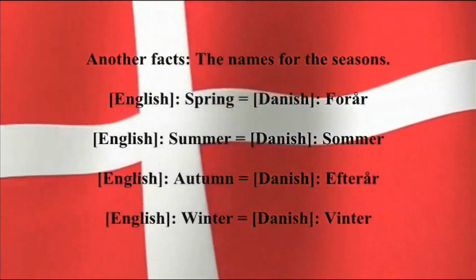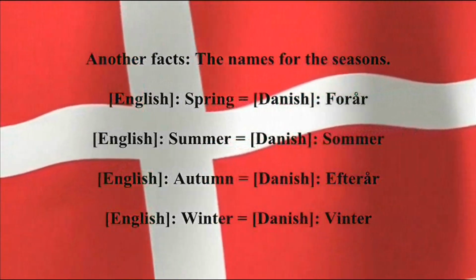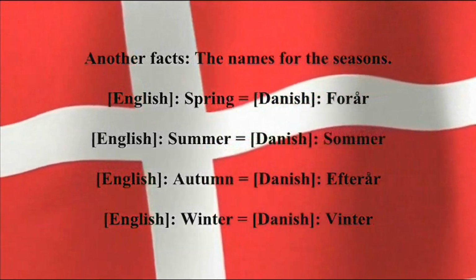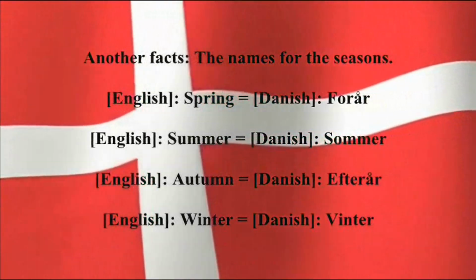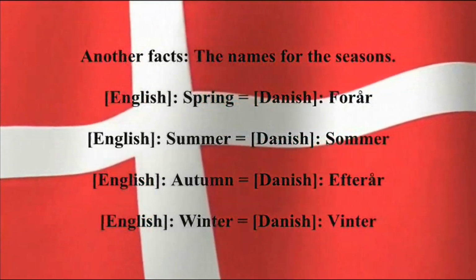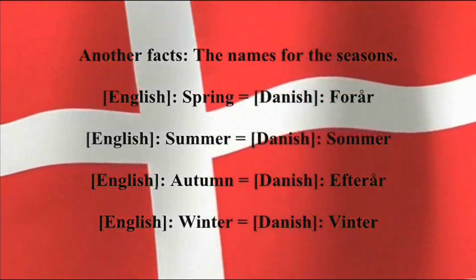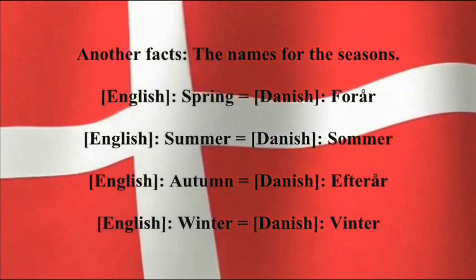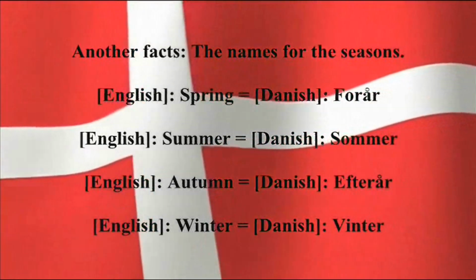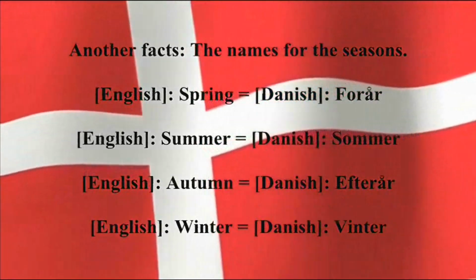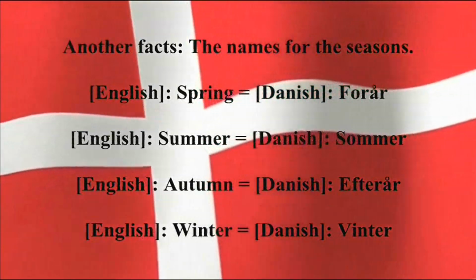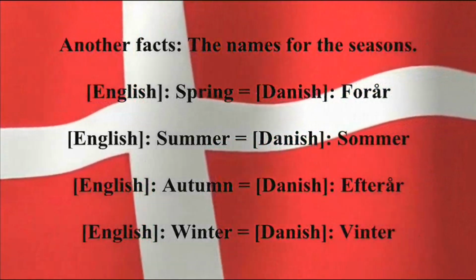Here are some other useful facts to know when it comes to the naming of the seasons in Danish. Number 1. Spring. In Danish we call it forår. Number 2. Summer. In Danish we call it sommer. Number 3. Autumn. In Danish we call it efterår. Number 4. Winter. In Danish we call it vinter.